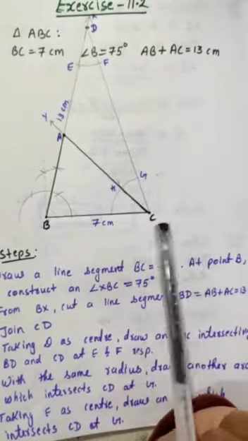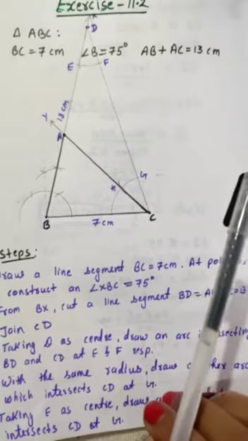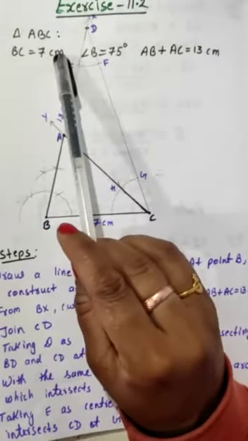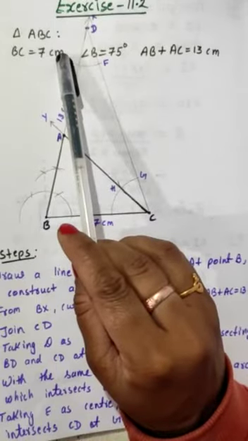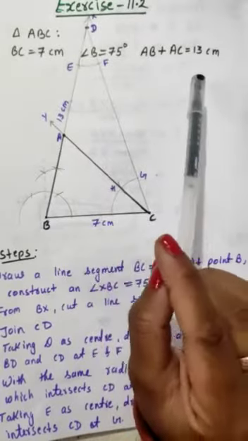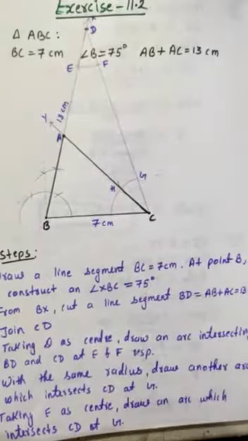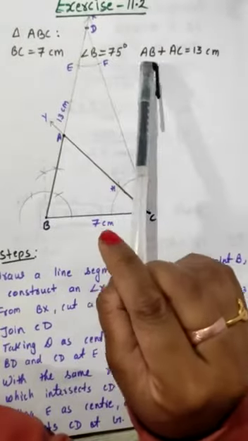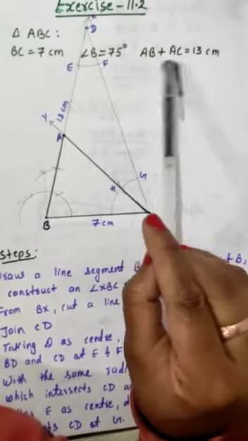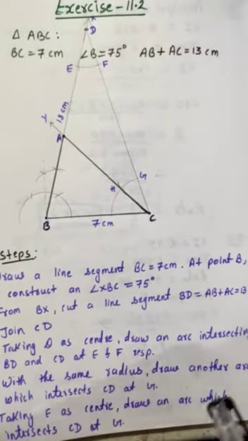Now you have to construct a triangle when some conditions are given to you. There are two types of conditions. The first one is when you are given the base of the triangle, the base angle, and the sum of the two other sides. You can see BC is 7 centimeters, angle B is 75 degrees, and the remaining two sides except BC, AB and AC, their sum is 13 centimeters. Here I have written the steps of construction because that is very important.